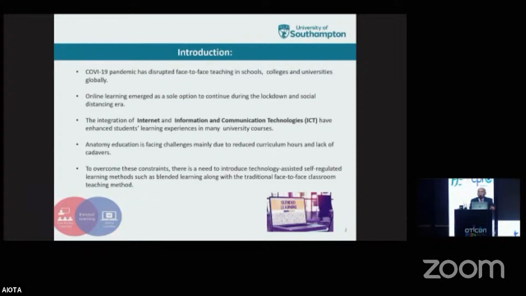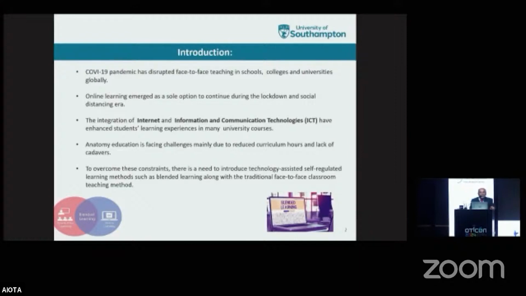So what we have done is a technology-assisted, self-regulated teaching method, that is a blended learning approach. Online learning emerged as the sole option and continued during the lockdown and the social distancing era. The integration of internet and information and communication technologies has enhanced student learning experiences in many universities, and in our courses we did the same.